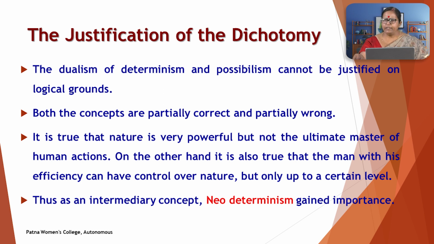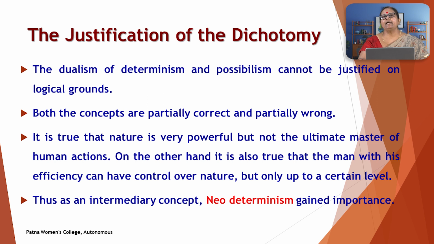For example, yes, it is right that nature has all powers and man's activities and actions are controlled and governed by nature, but to a certain extent, because it is also true that man has knowledge and work efficiency and intelligence and skill, so he or she can control or dominate nature, but that also to a certain extent. That is why both concepts are considered partially right and partially wrong.